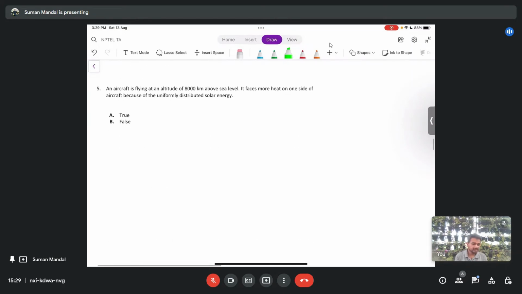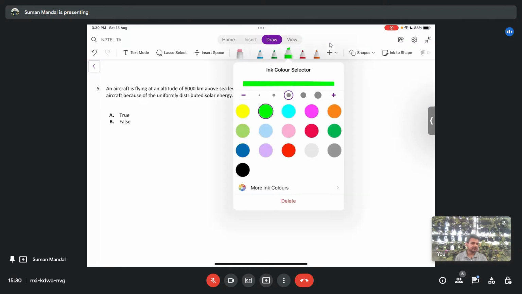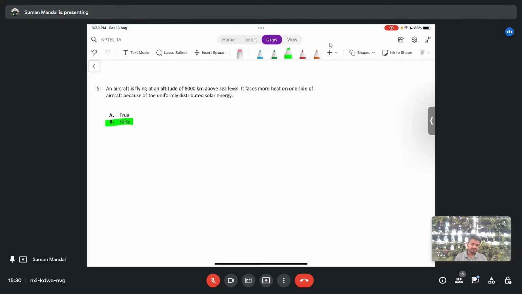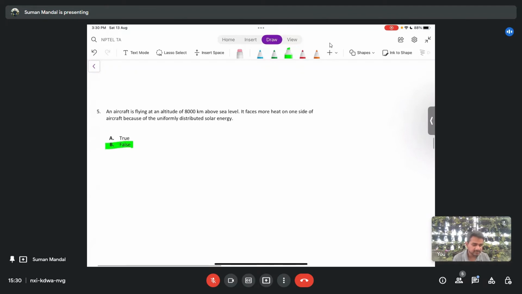So okay, this is again. If you're flying in an aircraft at an altitude of 8,000 kilometers above sea level, does it face more heat on one side of the aircraft because of uniformly distributed solar energy? Again, if it is a metal, and the solar energy is falling uniformly all over the aircraft, then there is no reason for there to be a gradient in the heat, and so the answer is again false. I hope you understood this question, right?